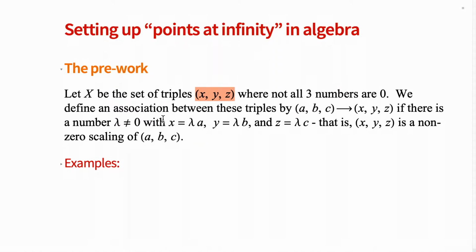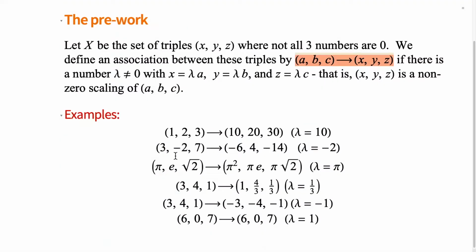We'll define an association or a link between these triples by saying that (a, b, c) is associated to (x, y, z) if you can find a number lambda not equal to 0, with x equals lambda times a, y equals lambda times b, and z equals lambda times c. That is, the triple (x, y, z) is a non-zero scaling of the triple (a, b, c). Let's look at some examples of this. The triple (1, 2, 3) is associated to the triple (10, 20, 30).